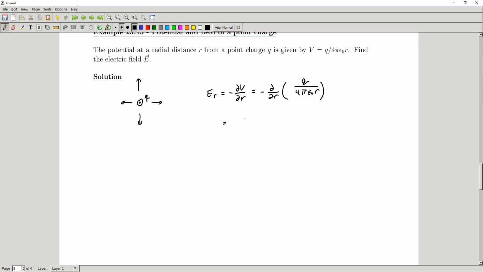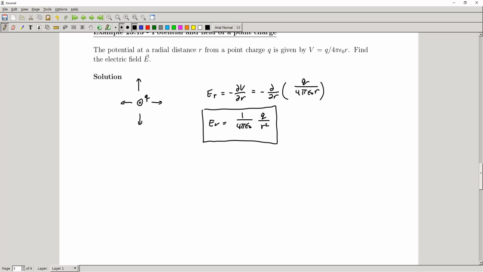Well, we end up with 1 over 4 pi epsilon naught q over r squared. Okay, so that's our electric field outside of a point charge. Well, we obviously know this already, but it's nice to see that we can get it using the techniques that we just talked about, right?